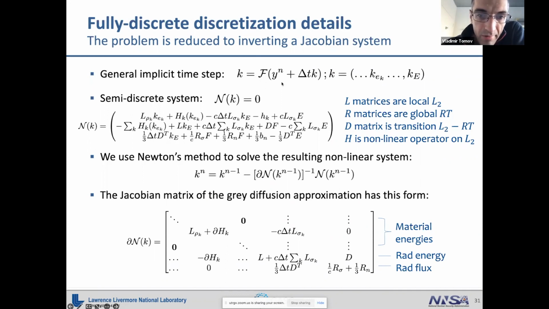First, we go with some generic implicit time step, define a nonlinear operator, and use Newton's method to solve the nonlinear system for these implicit terms. We end up with a huge Jacobian matrix for this operator that couples all the material energies, radiation energy, and this HDIF radiation flux. So the problem comes down really to inverting this Jacobian matrix.